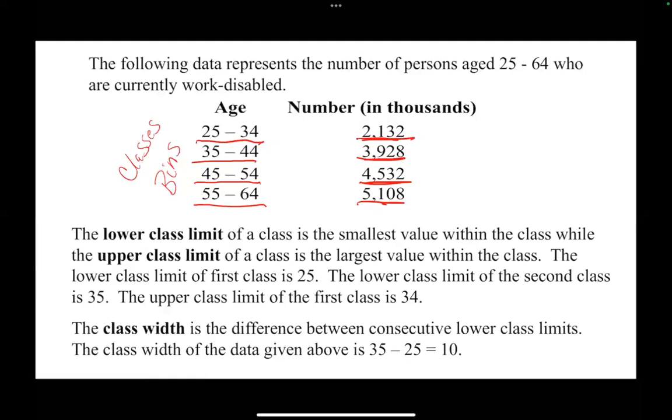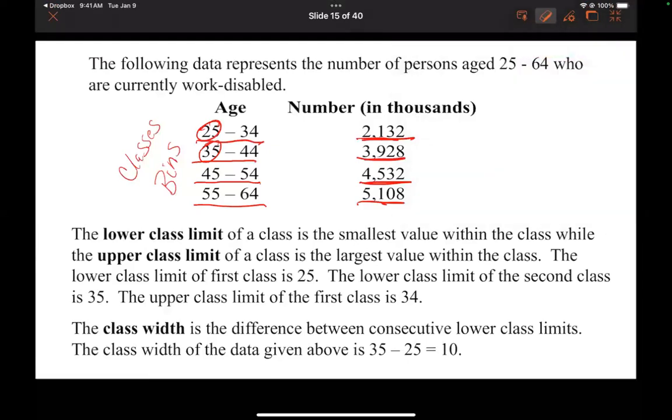So the class width is the difference between the lower class limits of two consecutive bins. For example, I did 35 minus 25. So that shows me I have 10 in each bin. Now these are really easy numbers because it's obvious it's 10 in each one. You can just look at it.